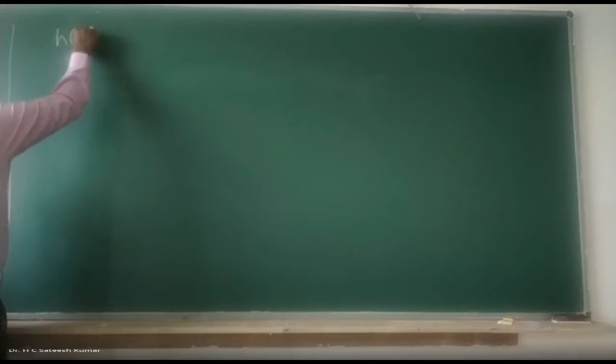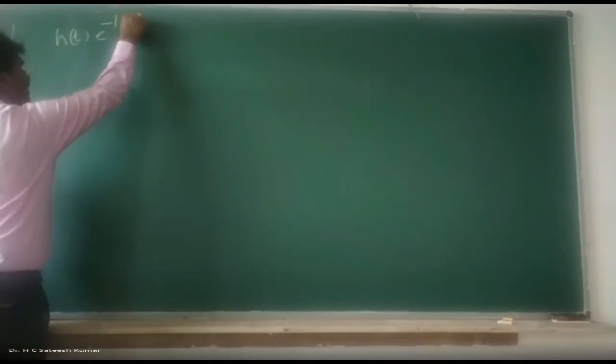Tell that what is it and how we should do it. Yeah, the problem was like this. h of t is equal to e to the power of minus mod of t minus 2.